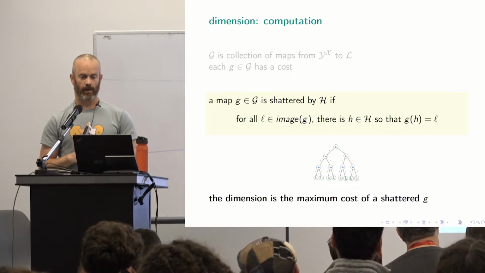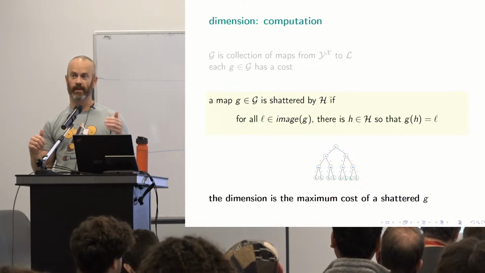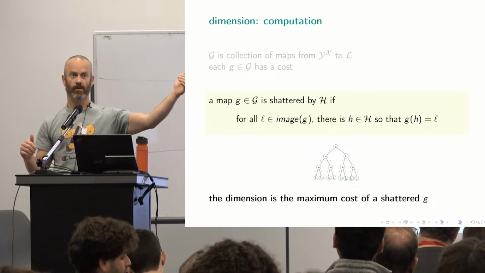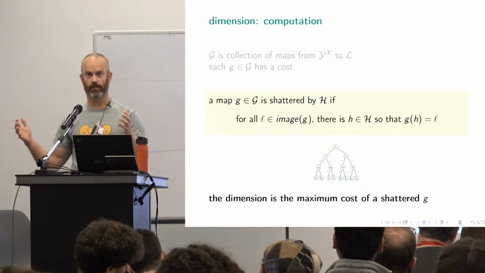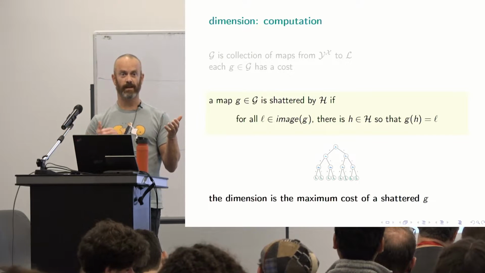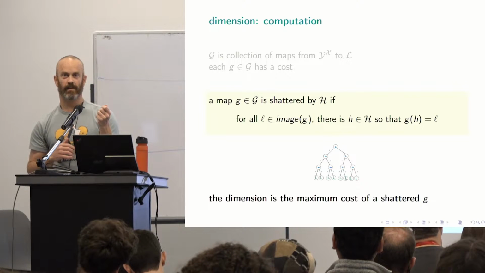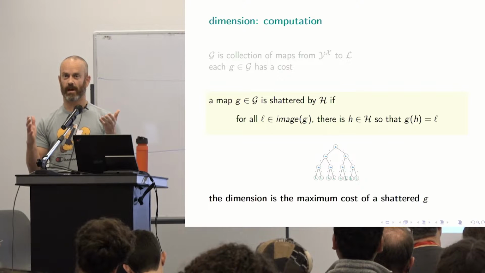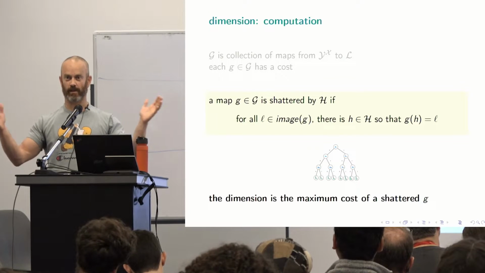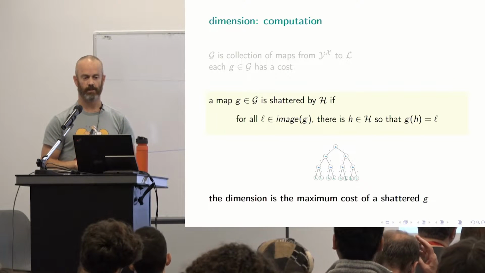Okay, so then we can define dimension. The dimension is the maximum cost of a function that is shattered. So we used computations to define dimension. And the thing that is good about computations is that there is no algebra, there is no topology, it always makes sense. This is the good thing about computation.